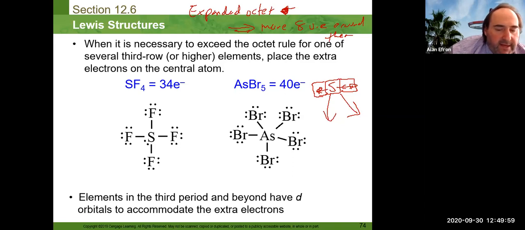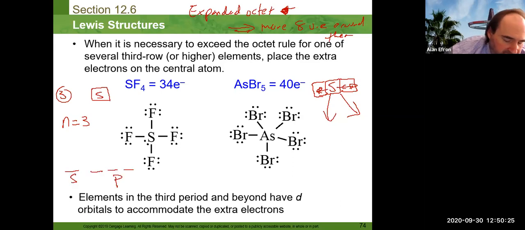And the reason for that is if you look at where sulfur is on the periodic table, that is in period number 3. And period number 3 on the periodic table means that the N value is 3, N equals 3. That means it's on the 3rd energy level. And if you think about what orbitals appear on the 3rd energy level, S orbitals are on the 3rd energy level, P orbitals are on the 3rd energy level.